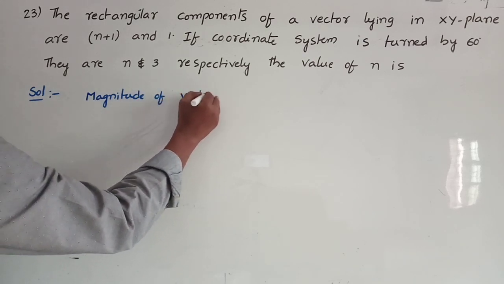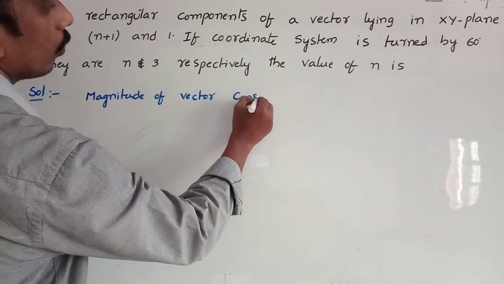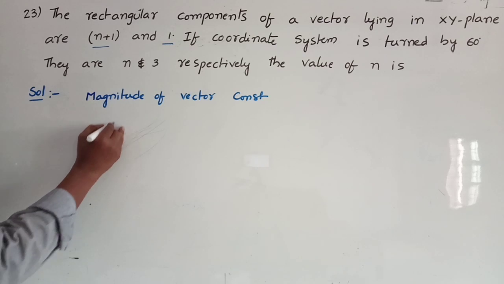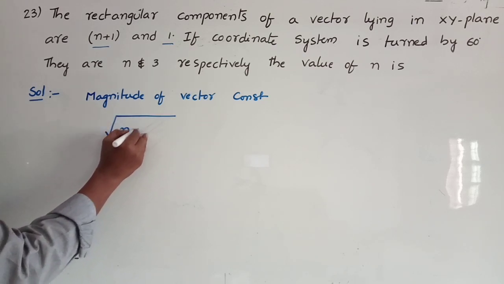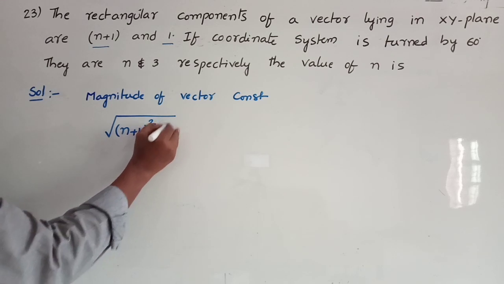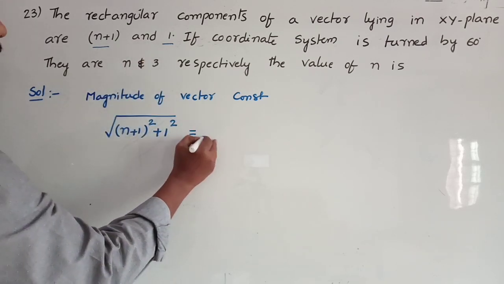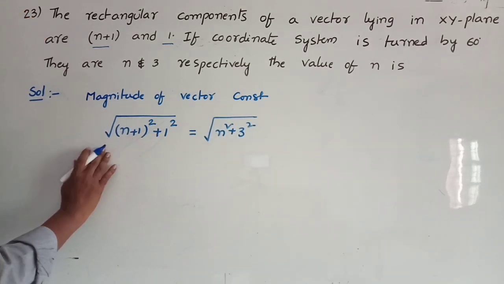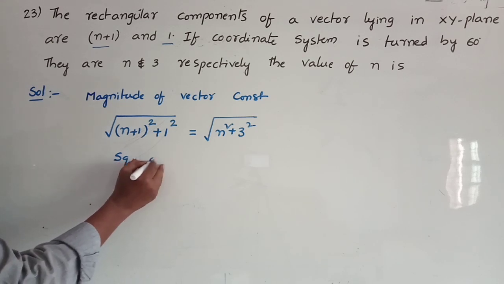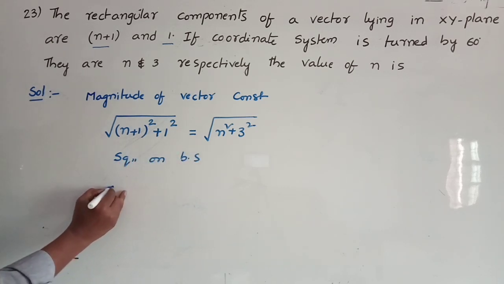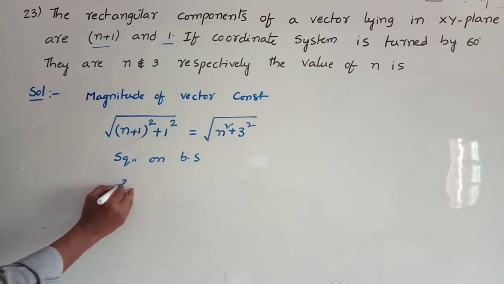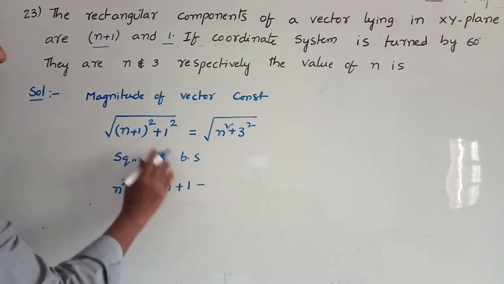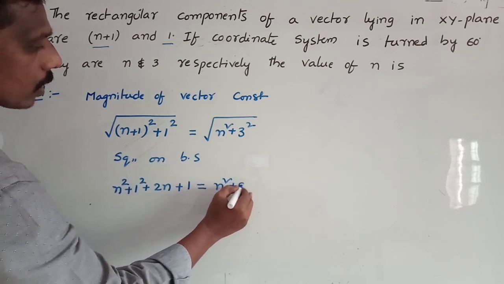Magnitude of vector is constant. That means these two are the components. Magnitude is equal to the square root of (n plus 1) whole square plus 1 square, because these two are the rectangular components, which is equal to the square root of n square plus 3 square. Simplify, then squaring on both sides, we can use the form (a plus b) whole square, a square plus b square plus 2ab, so n square plus 2n plus 1 is equal to n square plus 9.